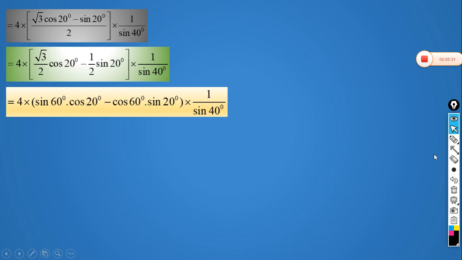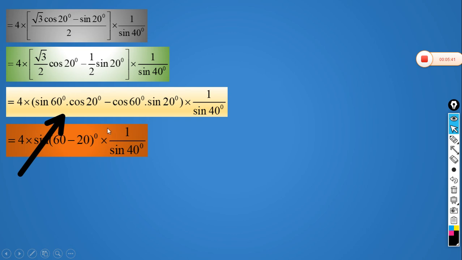If I look at this line over here, this term inside the bracket resembles a formula that we study in grade 9 in the compound angles. If you look at it properly, it can be written as sine A cos B minus cos A sine B. So in the place of A there's 60, in the place of B there's 20. So I can write this as sine 60 minus 20.